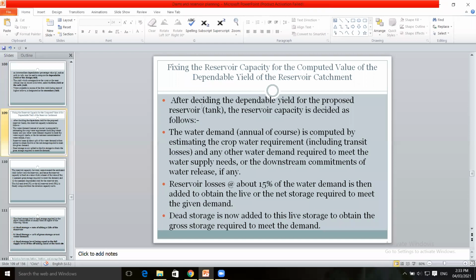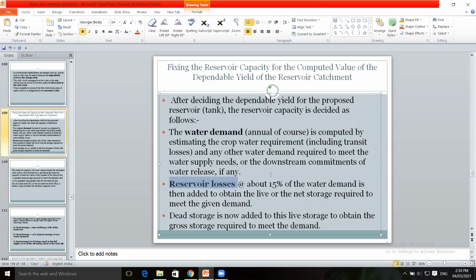त्यामध्ये आपण पहिल्यांदा काय केलंय? वॉटर डिमांड काढलाय by estimating the crop water requirement, water required for domestic use, industrial use, or for irrigation, or for other purposes. Water demand is calculated. Then reservoir losses are determined. 50% reservoir losses are added into the water demand which are added into the live storage or net storage.